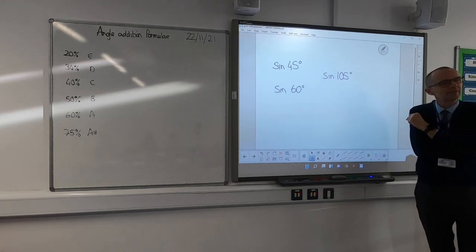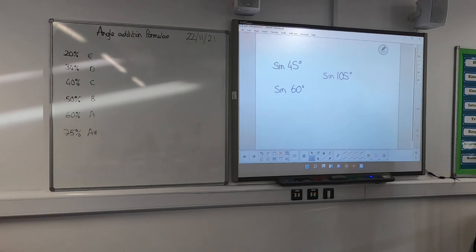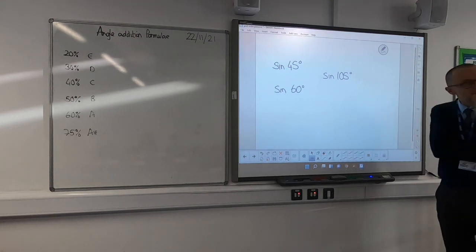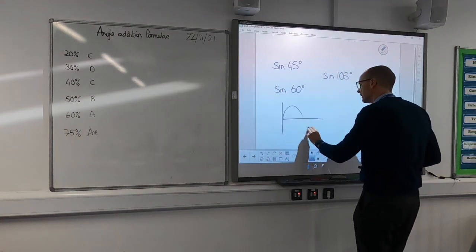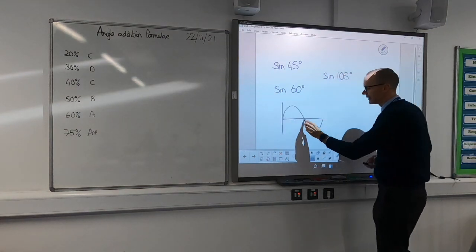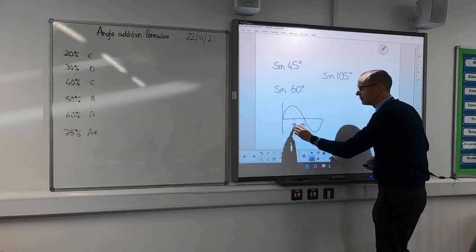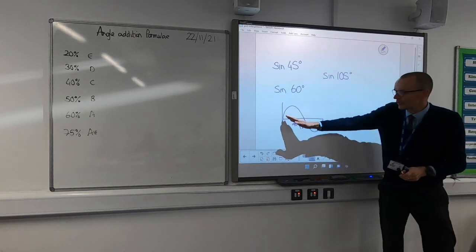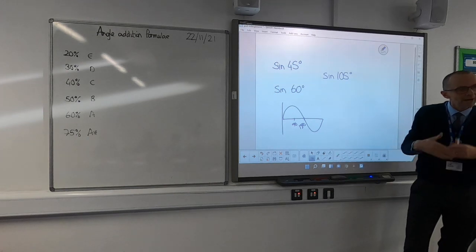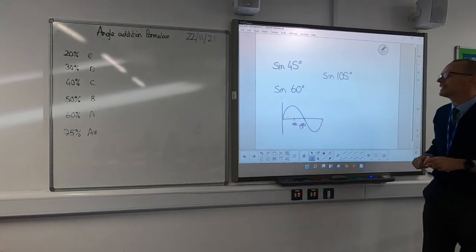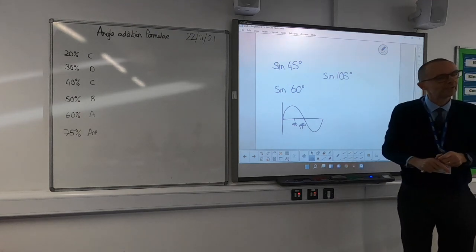Joe suggests no. Do we have anyone wanting to argue with him or agree with him? They're not linear, so you can't. You've hit the nail on the head, and in fact, if I plot the graph of sine, this is 90, sorry, this is 180, so that's 90. So 45 and 60 are sort of around here, but yes, 105 is on the way back down again. So yes, you're absolutely right, you can't just add the sine of 45 and the sine of 60 together to get the sine of 105.